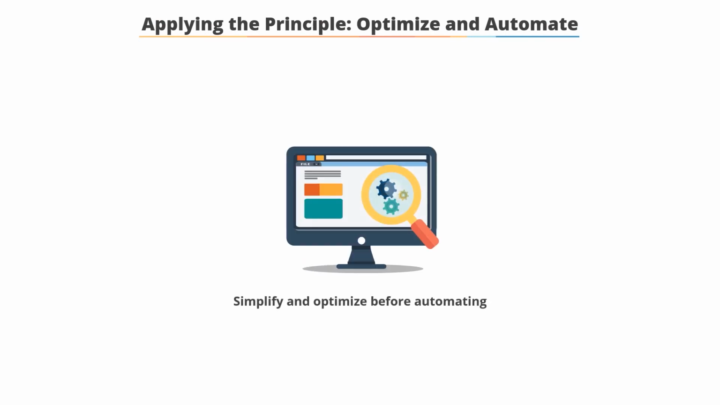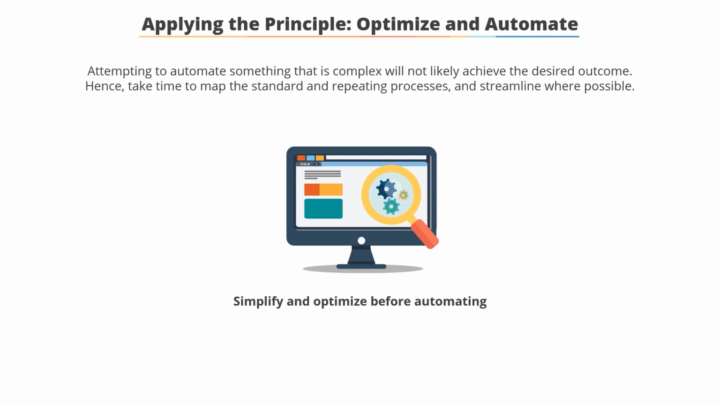Simplify and/or optimize before automating. Attempting to automate something that is complex or suboptimal will not be likely to achieve the desired outcome. Take time to map out the standard and repeating processes as far as possible and streamline where you can optimize. From there, you can start to automate.